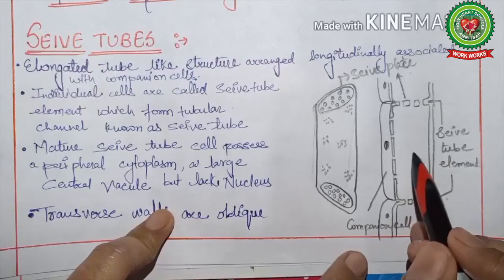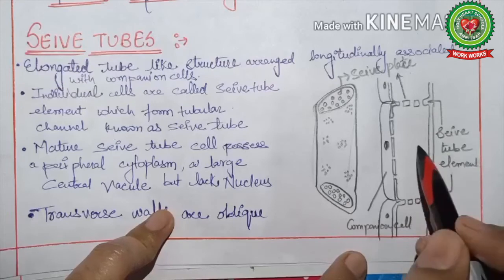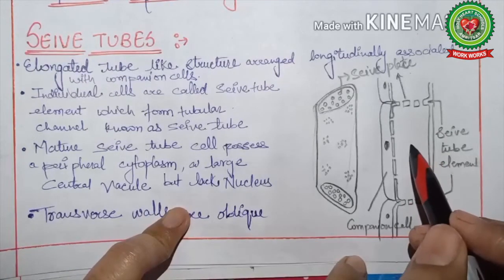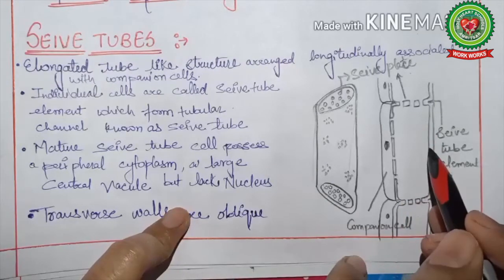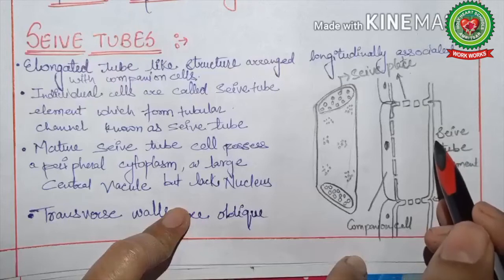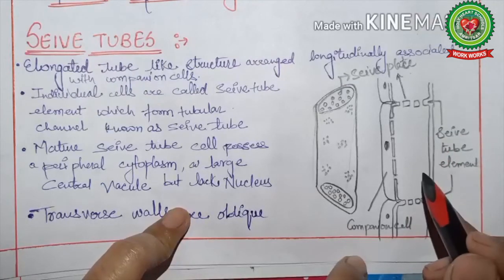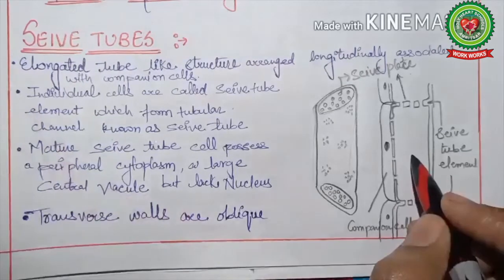Now, what is this pressure gradient? Actually, the main function of sieve tube cells is to help in transportation of food. For transportation of food, it needs to maintain its osmotic pressure. That osmotic pressure is represented here as pressure gradient, which is maintained by the companion cells, their neighboring cells.